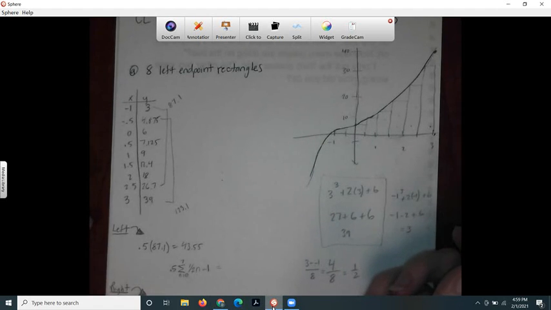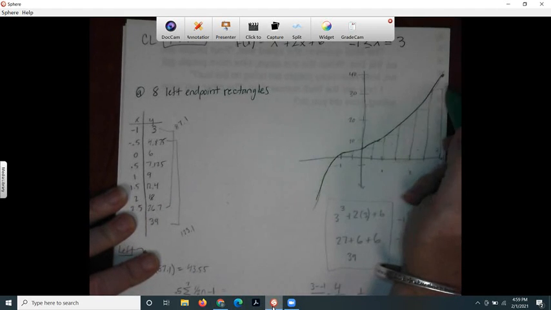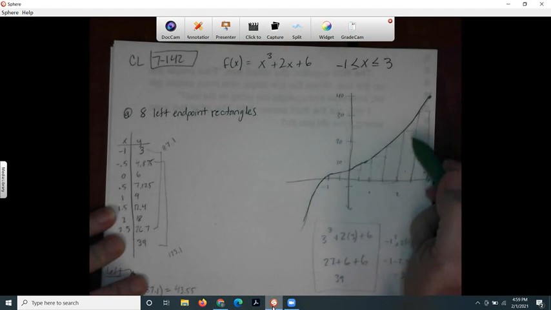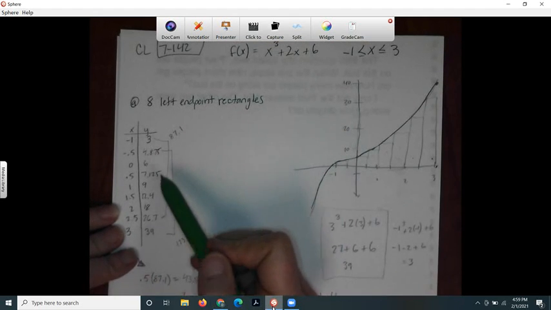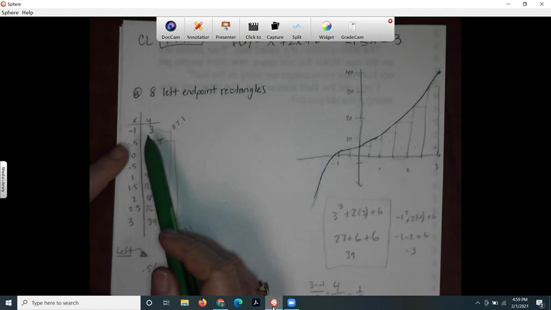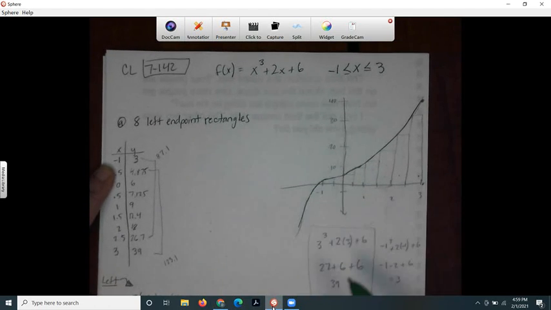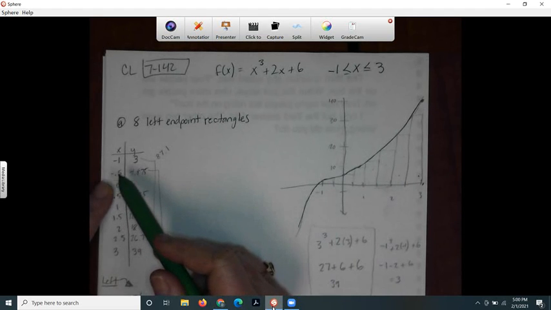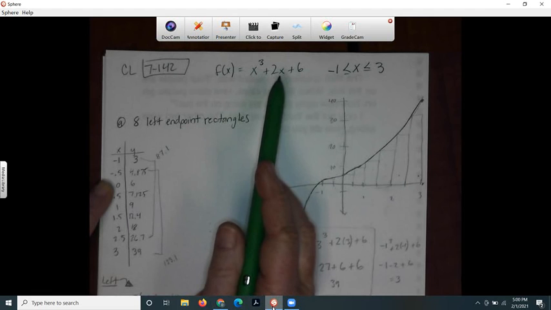Their heights lie right on this cubic curve, so I just need the y values. I used Desmos to get all these values. You can see that I plugged the 3 into the function and I got 39. You can do this with all of the values. You can plug in negative 0.5 cubed plus 2 times negative 0.5 plus 6, and you can get that number.